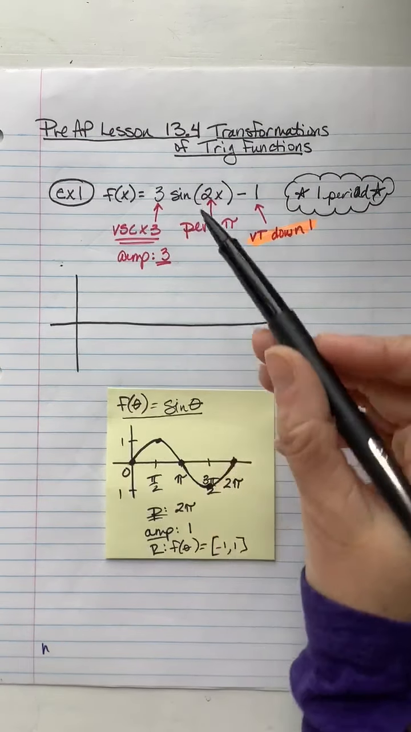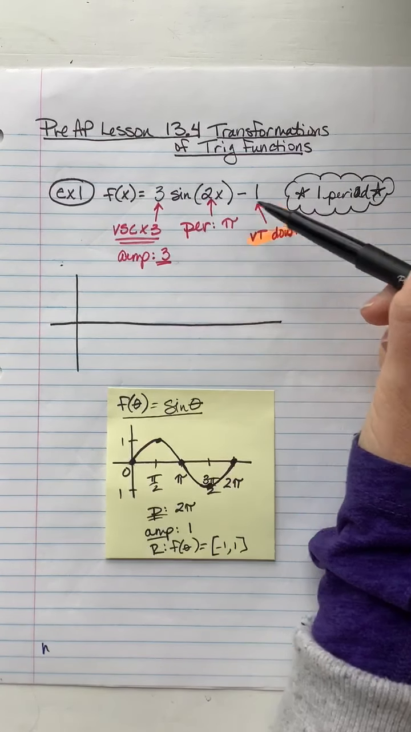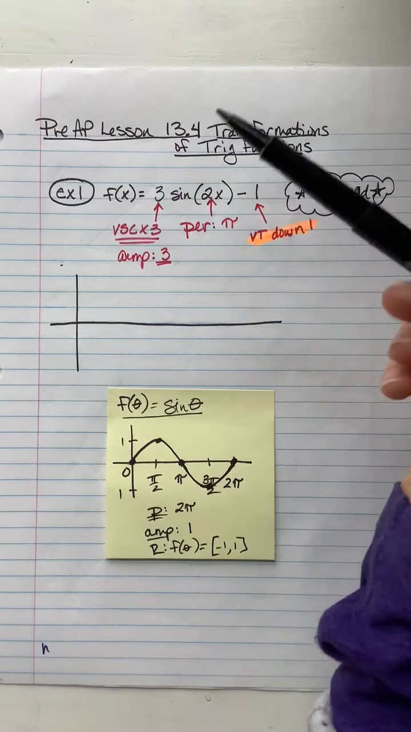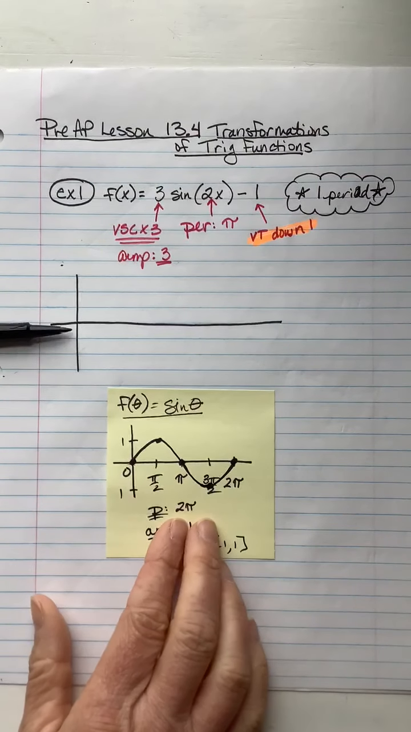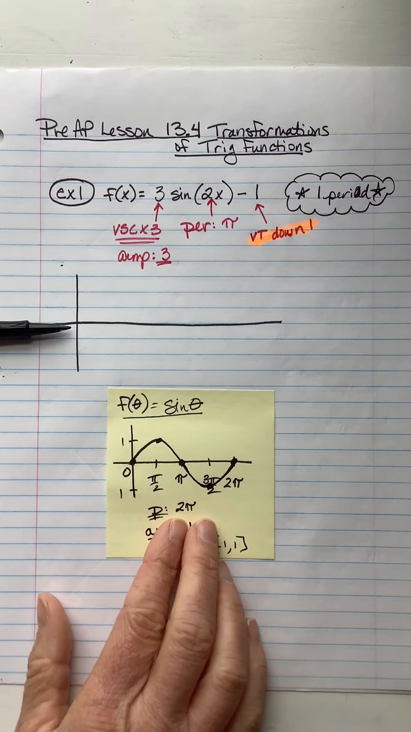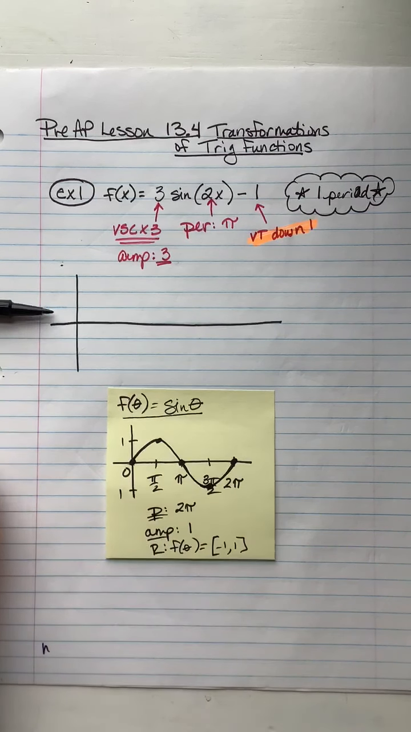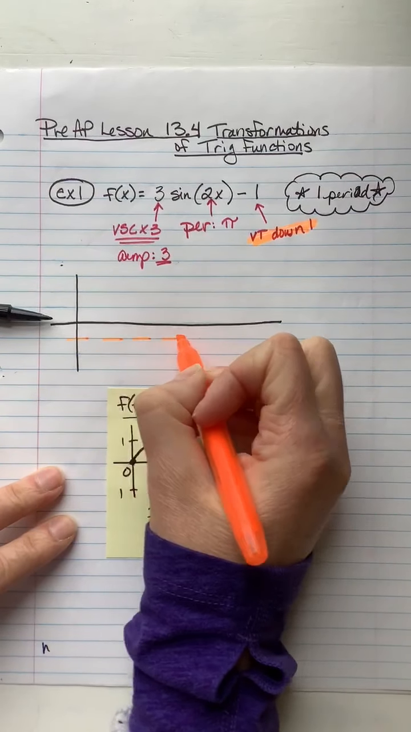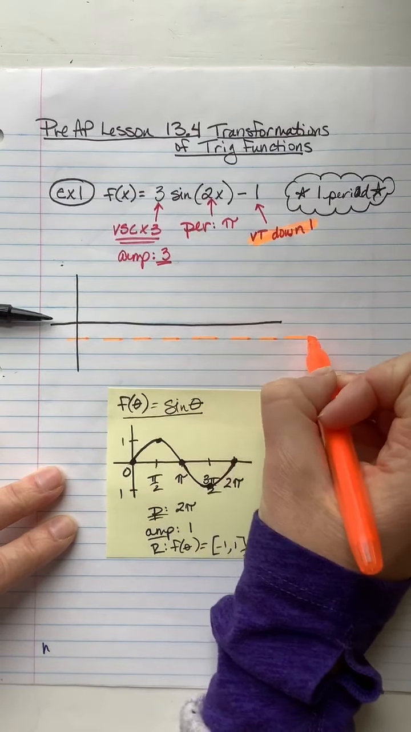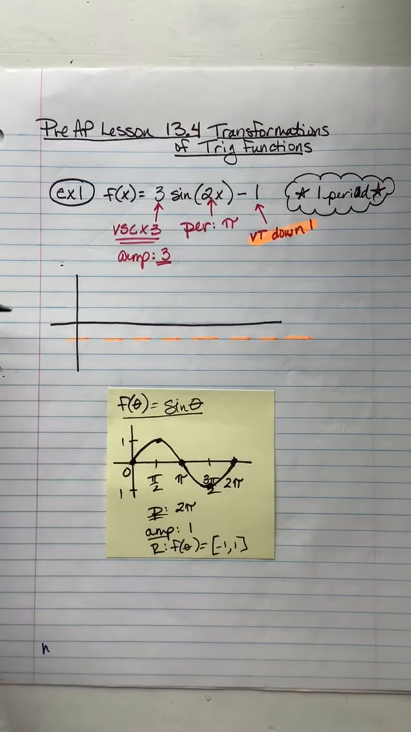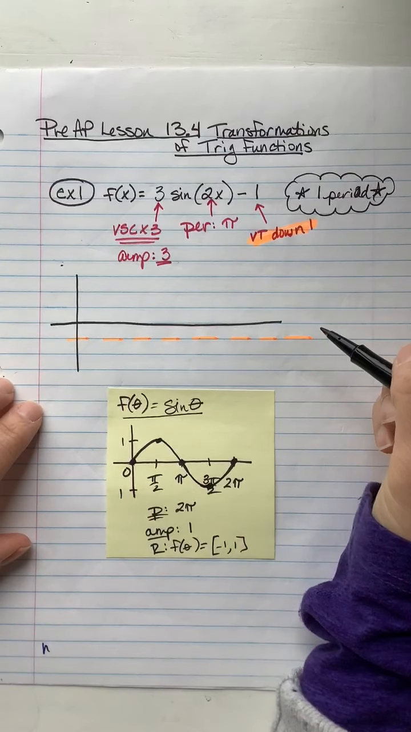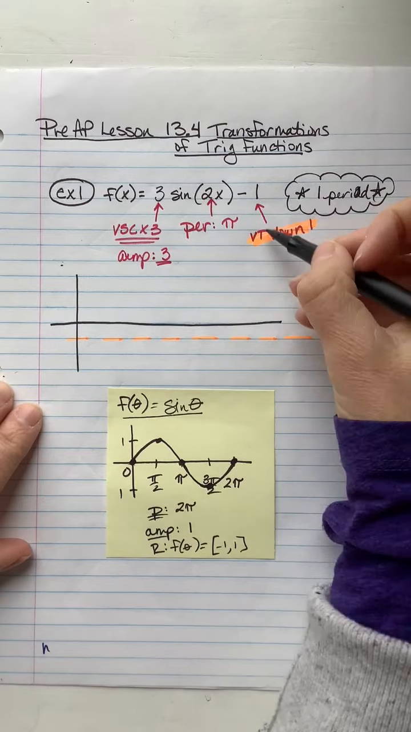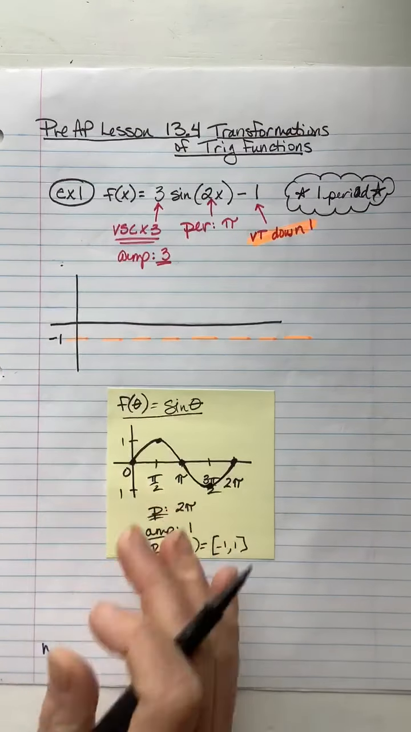Now, before I build anything like my amplitude, my period, I know I need to move this midline. My midline is typically happening at 0, but this time I need to move it down 1. So I'm going to take that whole midline and shift it down 1. So here come my highlighters. All right, I'm going to shift that whole thing down 1. So that takes care of my vertical translation right there.